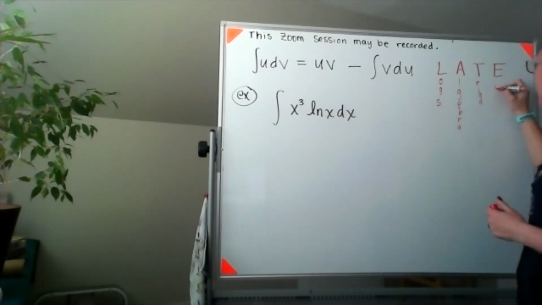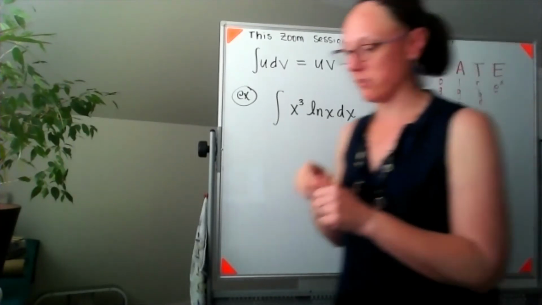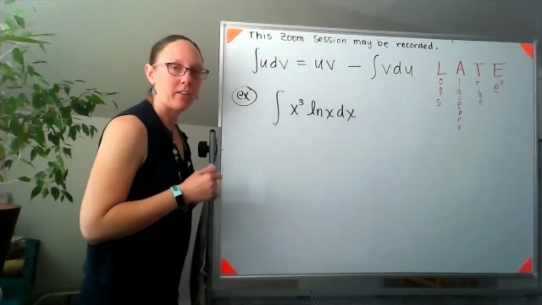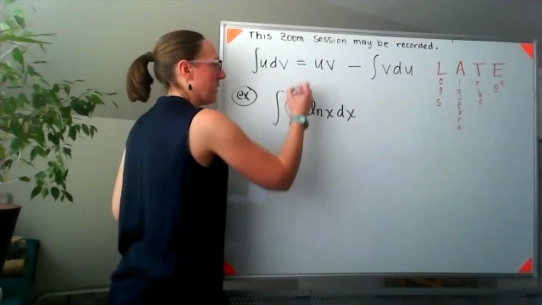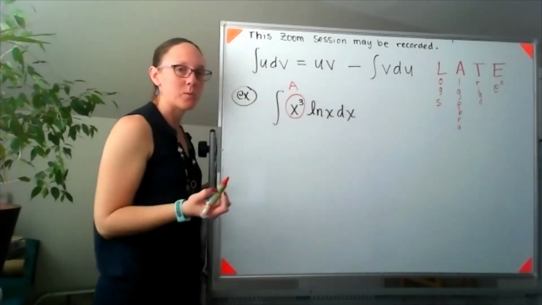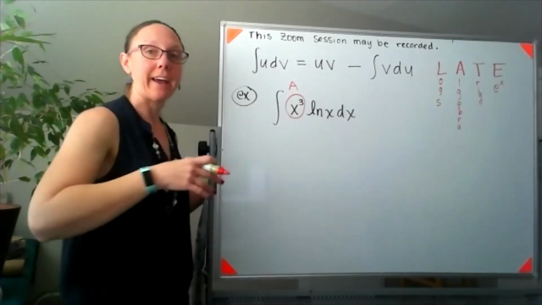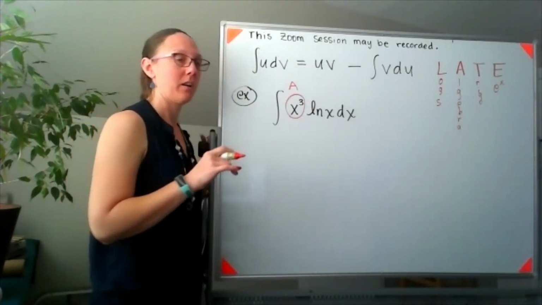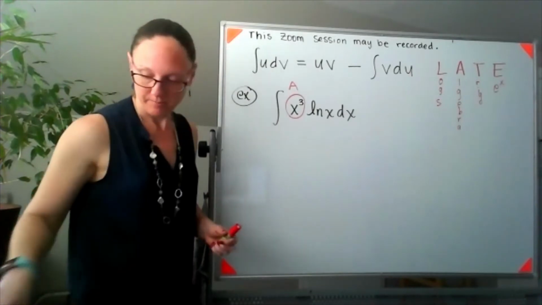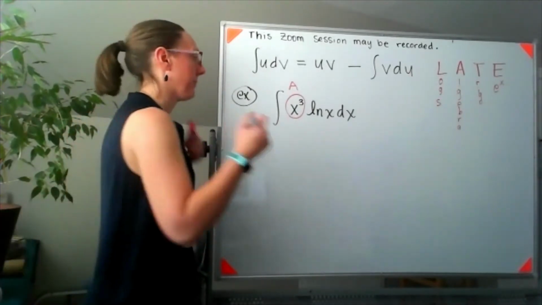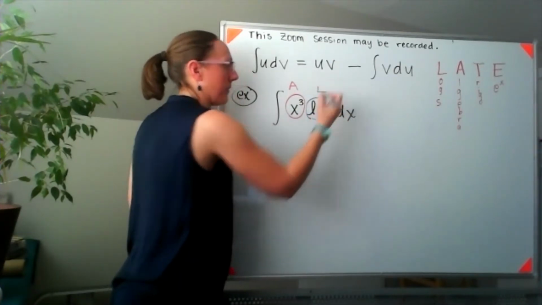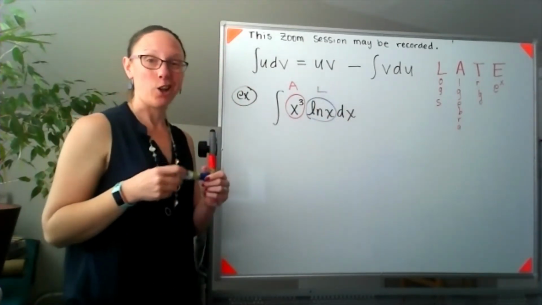algebra, trig, and exponentials. So when I look at my problem here, x cubed ln of x, x cubed is what we're going to classify as algebra. And algebra is anything that looks like a number times x raised to a power. Ln of x, well, that's obviously a log.